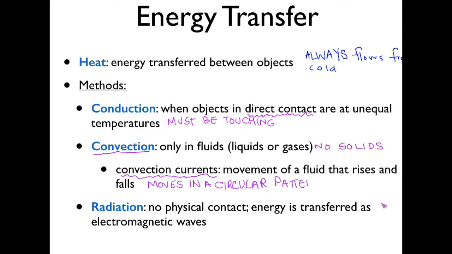And then radiation does not require physical contact. There was no touching. The way I remember radiation is we get energy from the sun through radiation. We're obviously not touching the sun, because that energy is going from the sun through outer space to the earth. So this is radiation. You're not going to have touching, but it's still going to hurt. You'll still feel it.